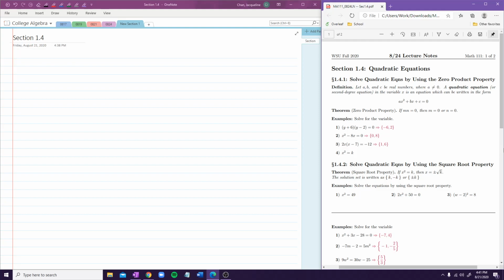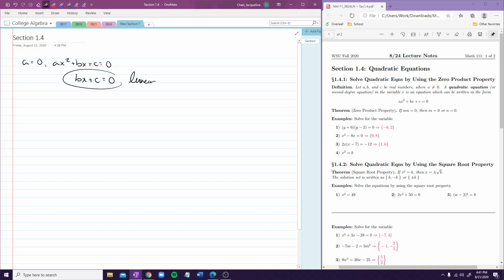So this may look familiar. A big emphasis: a has to be a non-zero number. Why? Because if a is equal to 0 in ax squared plus bx plus c equals 0, we get bx plus c equals 0. And what is this? This is a linear equation. So a cannot equal 0.